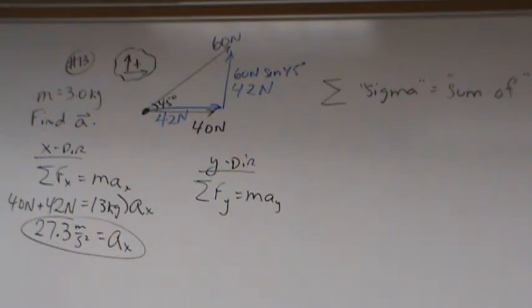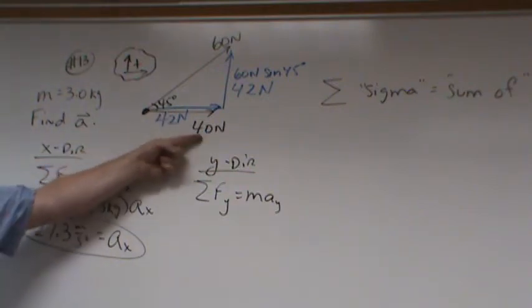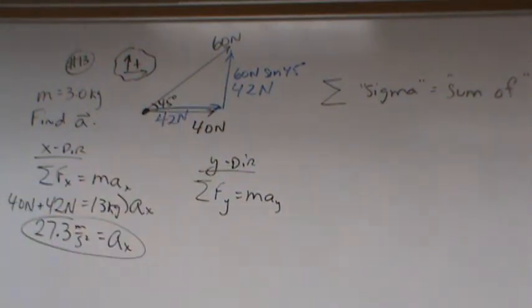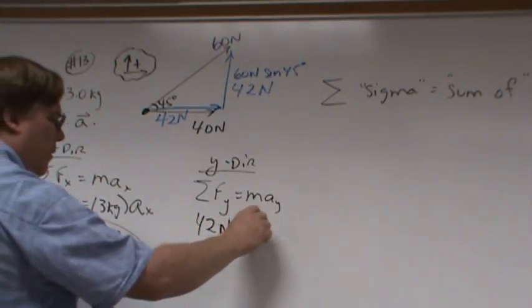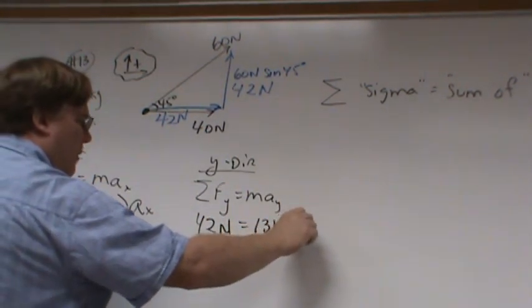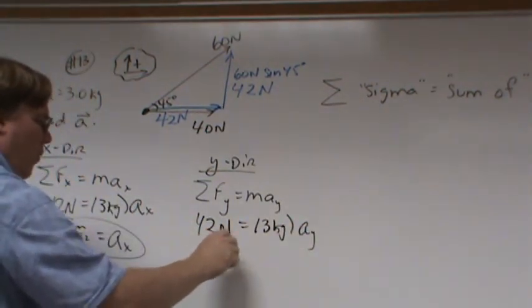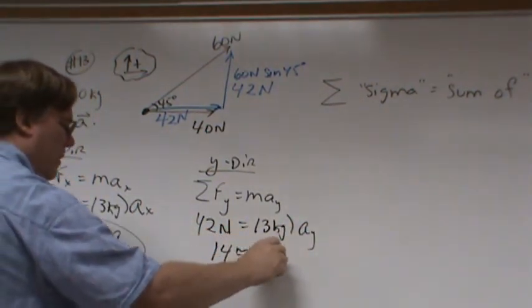Tell me, what's the sum of the forces in the y direction? Hopefully you guys are saying it's 42. It's not 82, because in the x direction I had the 42 and the 40, but in the y direction all I have is that 42. So it's 42 newtons equals 3 kilograms times a sub y, or 14 meters per second squared equals a sub y.